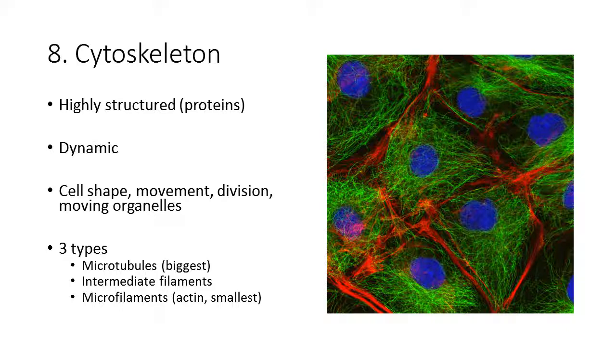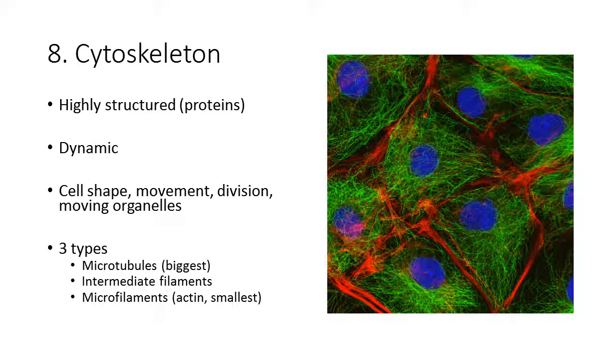And they can actually move organelles. So there are motor proteins that can attach to the cytoskeleton filaments, and they kind of walk along the filament, and they can drag an organelle with them if those organelles need to be moved to another part of the cell. There are 3 types of cytoskeletal filaments.